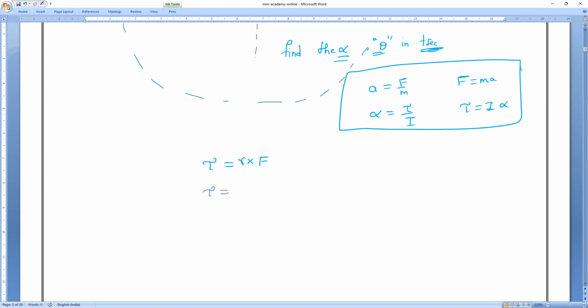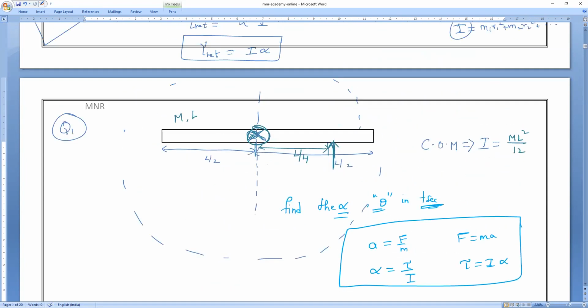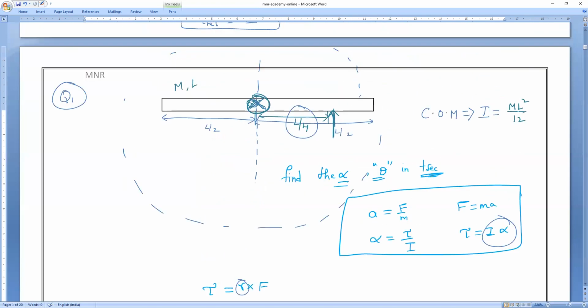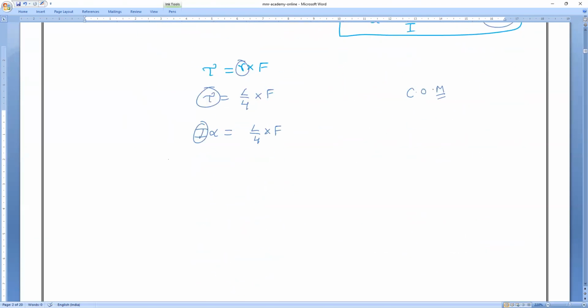Now, tau is equal to R, where is it applying the force? At what distance from the pivoted point? L by 4. So R will become L by 4 into F. Now, we all know tau is equal to I into alpha. So I alpha is equal to L by 4 into F. Now, what is the moment of inertia through the center of mass, when the axis of rotation is perpendicular? ML square by 12. So ML square by 12 into alpha is equal to L by 4 into F.